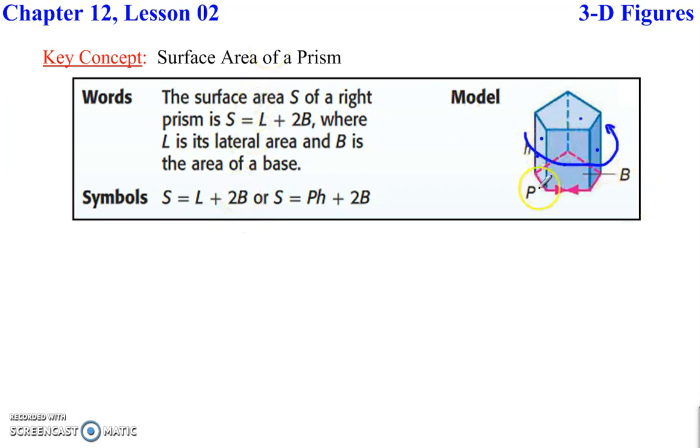Now to find the lateral area, I can either calculate the area of each one of the surfaces, or another way to do that is I take the perimeter of the base, so capital B stands for perimeter of the base, times the height of the prism. That gets me the lateral area.